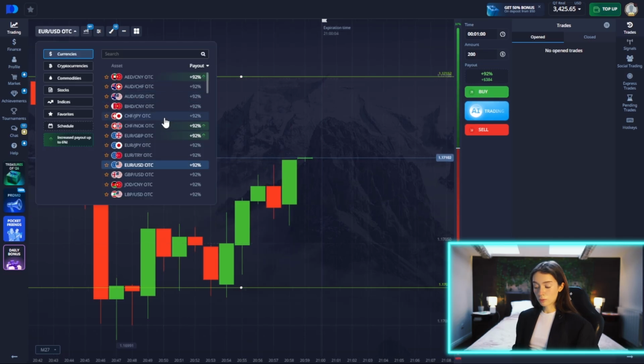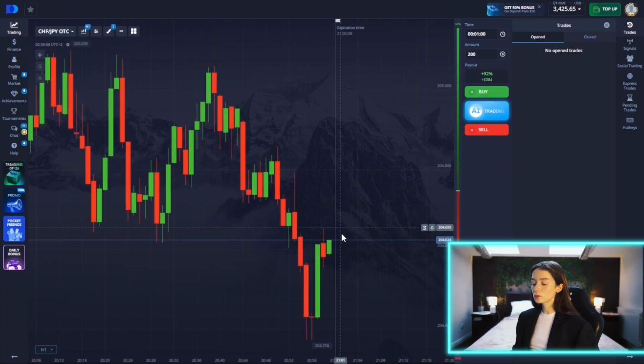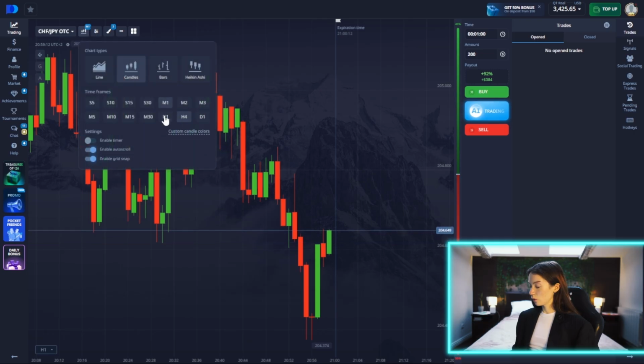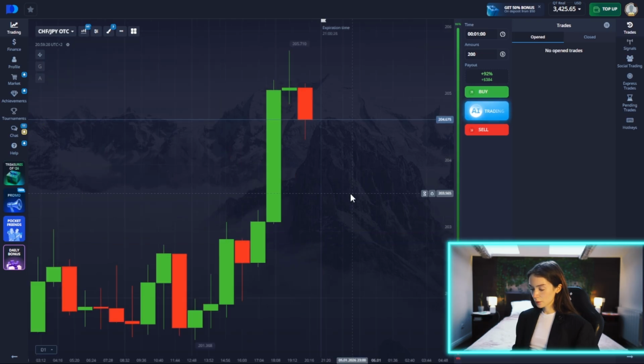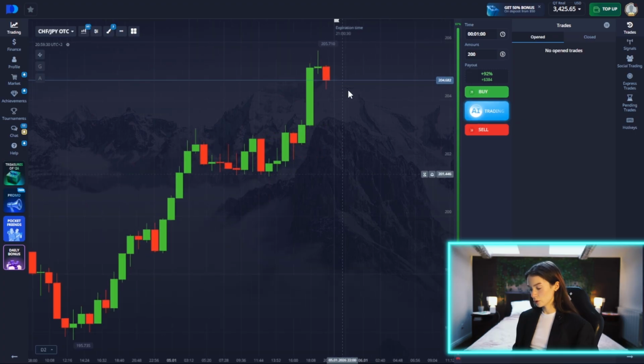First, we choose a pair by payout. Here, 92% payout. Great. What do we see on this pair? We look at the 1 hour time frame. We start from higher to lower time frames. The trend is also bullish. A small bearish candle is forming.